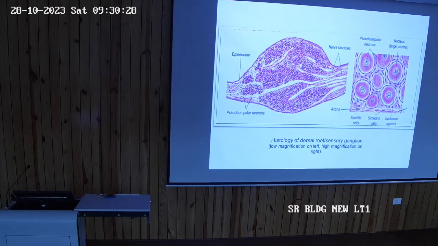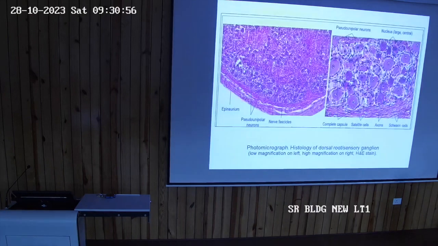Because this is a pseudo-unipolar ganglion. It does not synapse with any other nerve cells. So it is not interrupted. So it has a continuation of lining of stellate cells around its periphery. Yes, then it is surrounded by a number of axons on the sides. And this is another picture of dorsal root or sensory root ganglion.